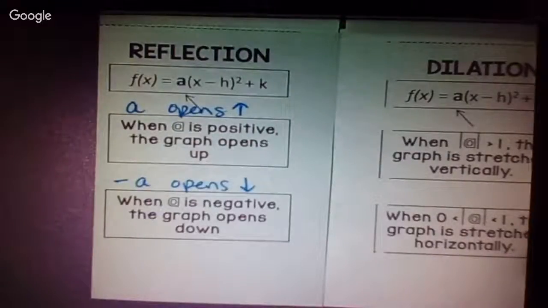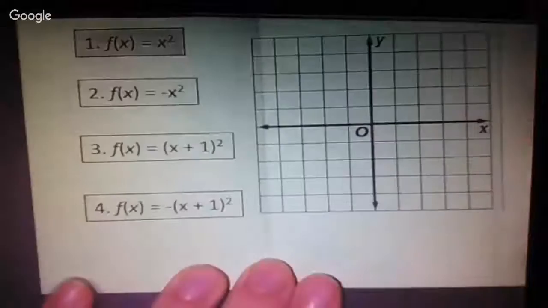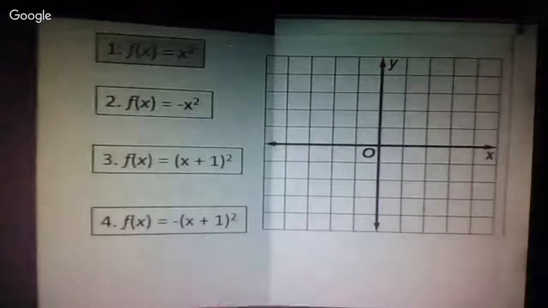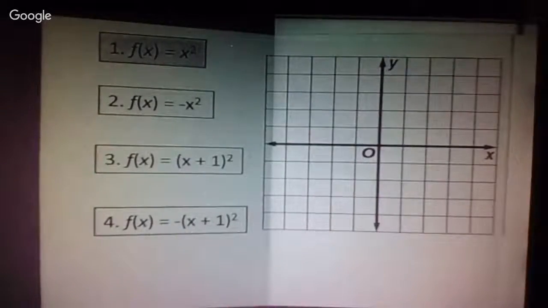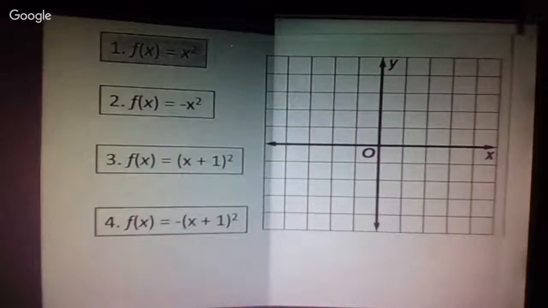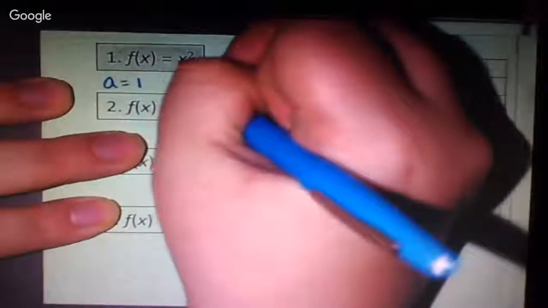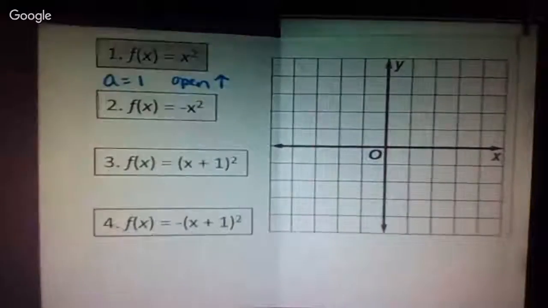Absolutely. Okay. Happy face, sad face. So let's open this one up. Not only did I put happy and sad face in here, we've got some shifts going on too. So we're adding everything all together. Okay, so number 1, x squared. What's my A value? Positive 1. A equals 1, which means I open up.